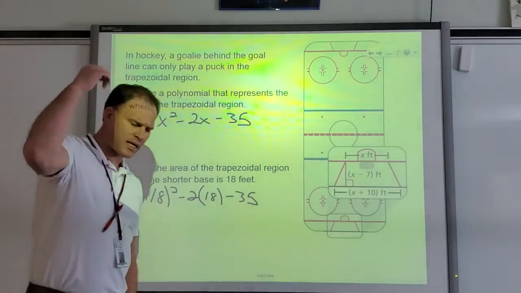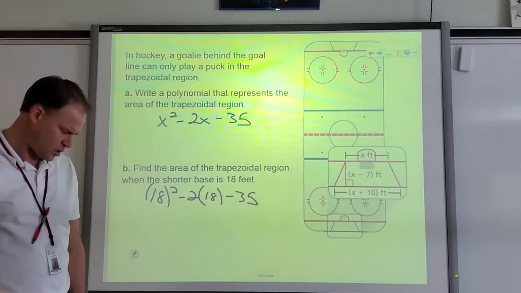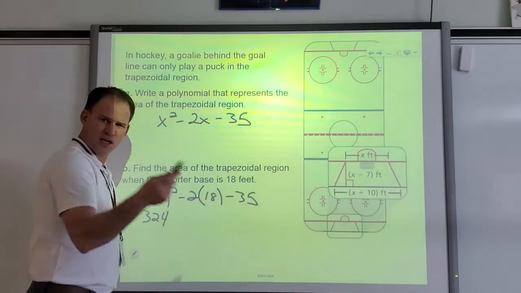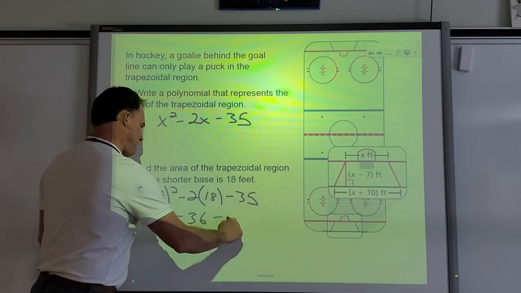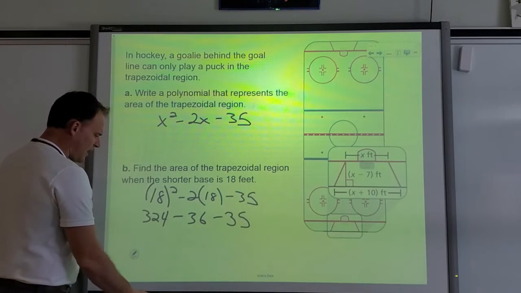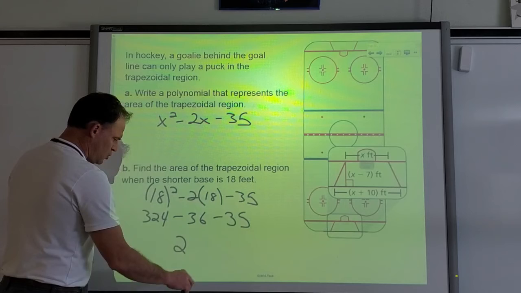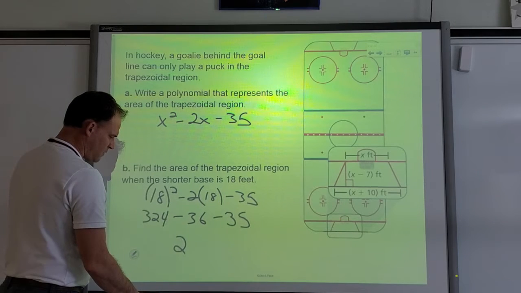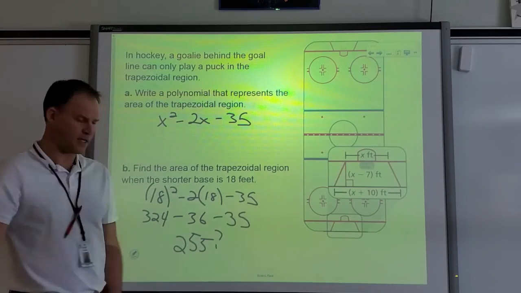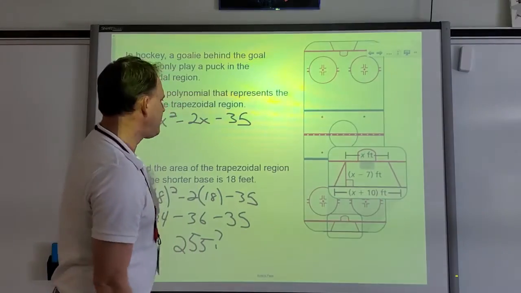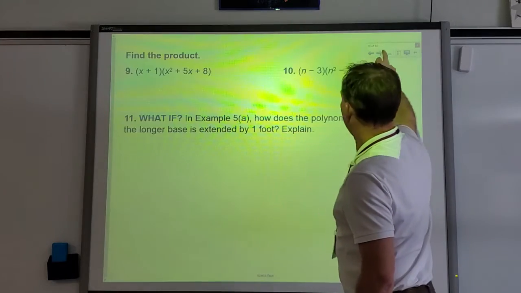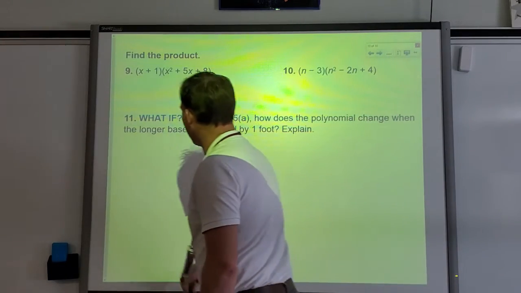18 squared. Somebody bust out a calculator. What's 18 squared? I think it's like 324. If I'm wrong, I'll change it. 324 minus 36 minus 35 is 255. All right, I'm assuming that's right. Get out a calculator and check it, but know your formulas. One more problem I want to show you.